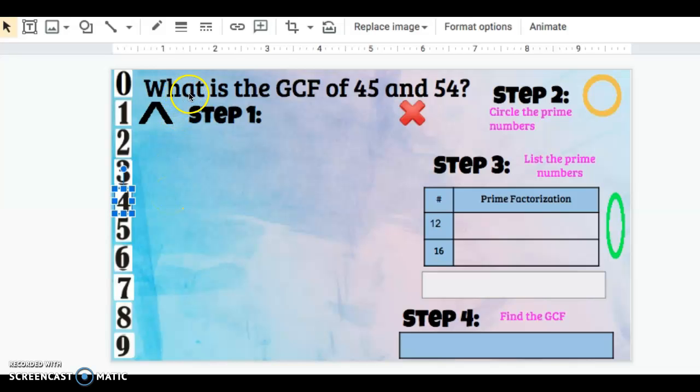For DMR today, you have: what is the GCF of 45 and 54? Remember, GCF is greatest common factor, which means that our first step is to prime factorize those two numbers. So remember from last week, we have to break those numbers down, and we get 45. Then we have to break that down.